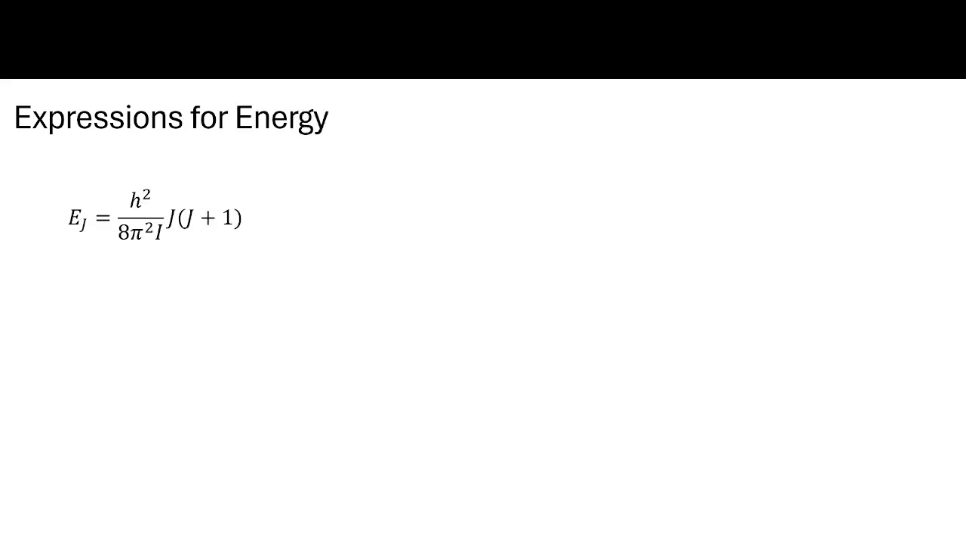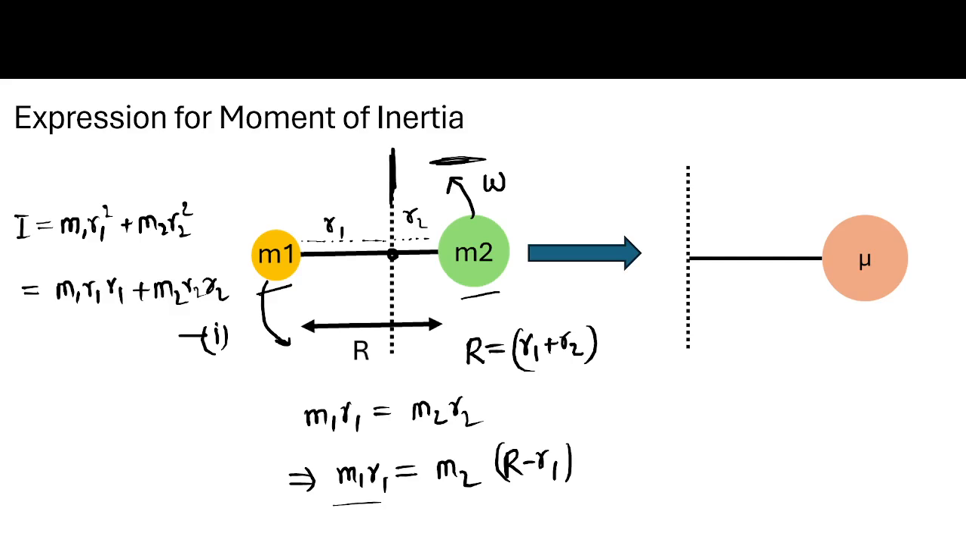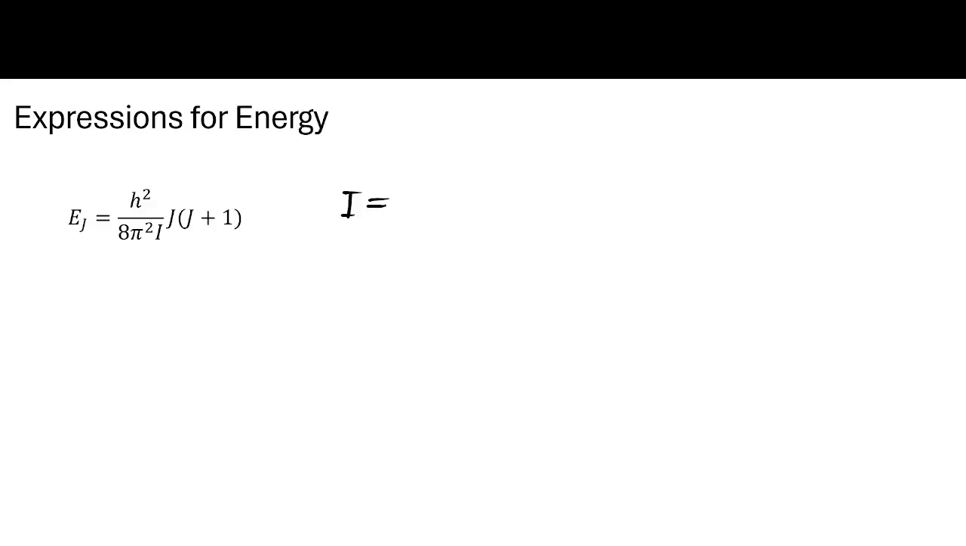So what will be the energy expression then? What we got, I is equal to m1 m2 over m1 plus m2 times r square, correct? And this we are saying is mu r square. This is the reduced mass.